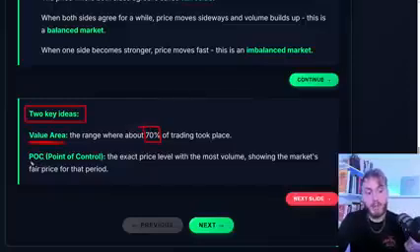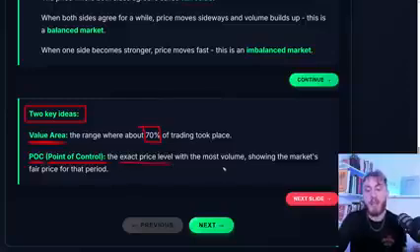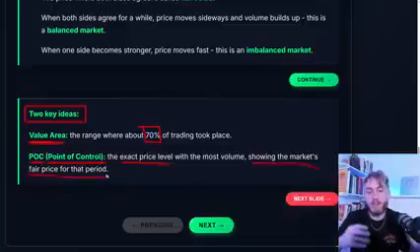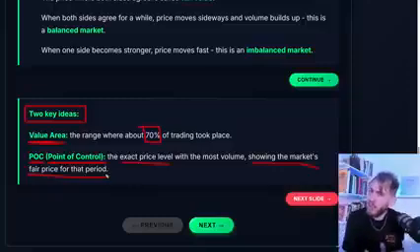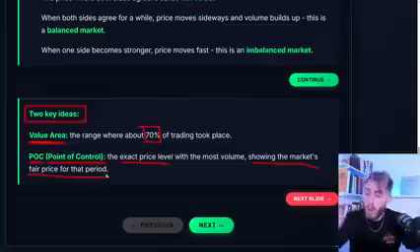The next important concept we need to learn about is something known as POC, or for long, I mean, point of control. The point of control is the exact price level where the most volume got traded. So it's showing the market's, we can call it, fair price. It's not really the same as fair value as we talked about earlier, but point of control is the level where most volume took place.